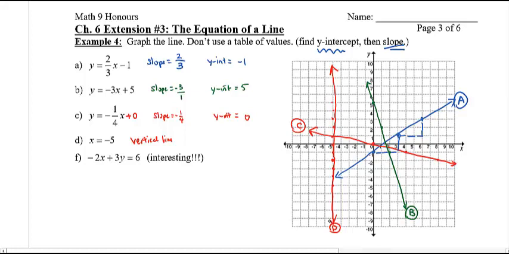Now, F. Save the best for last. Do we have to use a table of values in this one? We can. However, I think if you were to look at this equation, oh, by the way, you can use that method of doing the intercepts that we learned in a previous chapter, right?